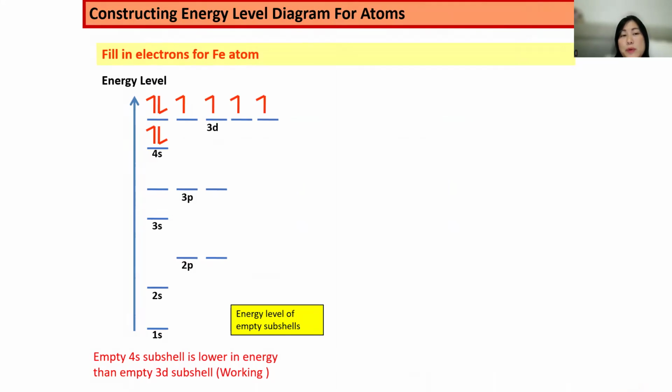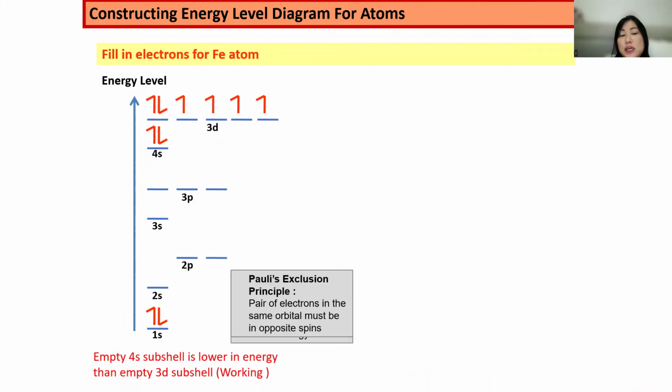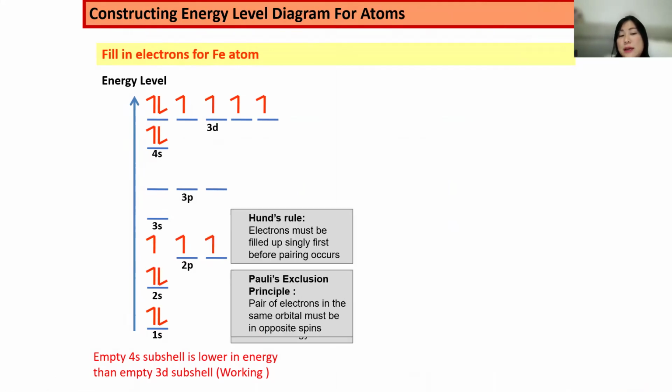Okay, so I'm going to show you how we fill up. Looking at iron, I fill the 1s first because it has the lowest energy, then fill 2s, then the 2p. Can you see the previous animation? I fill singly first, then I start pairing.